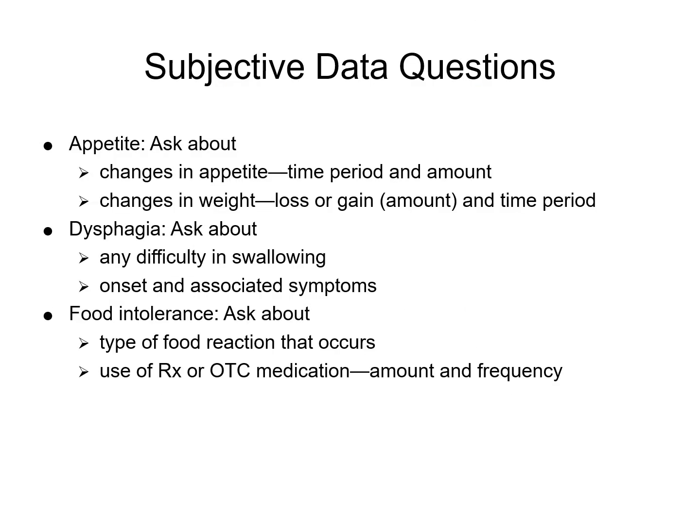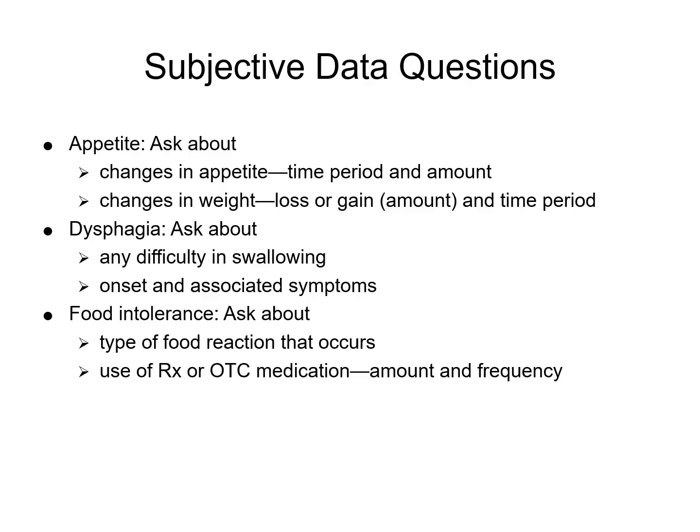When we're talking to our clients about their GI system, we want to make sure we ask about their appetite. If they've noticed any changes in their appetite, the time period and the amount, any changes in weight, whether it's a loss or a gain. We want to know how much and over how long of a time period was the weight loss or gain. And then you also want to ask them, was the weight loss or gain intentional?